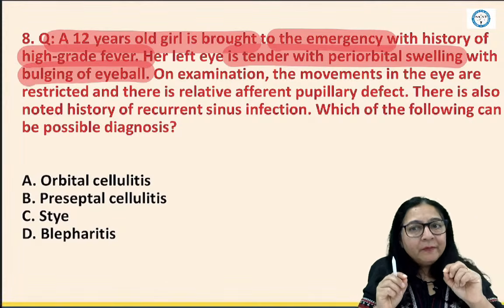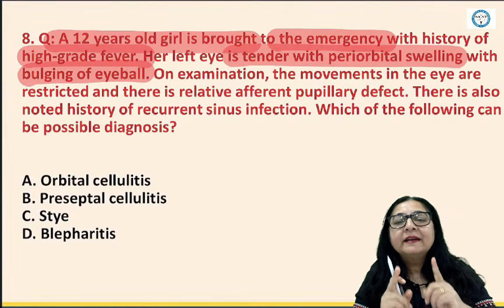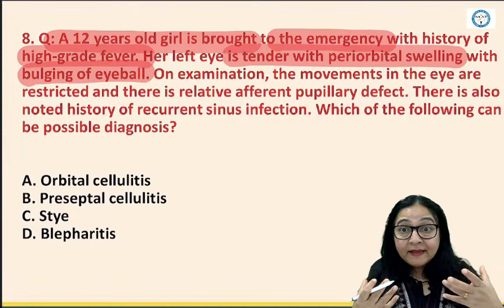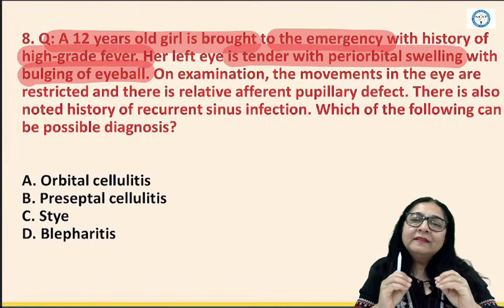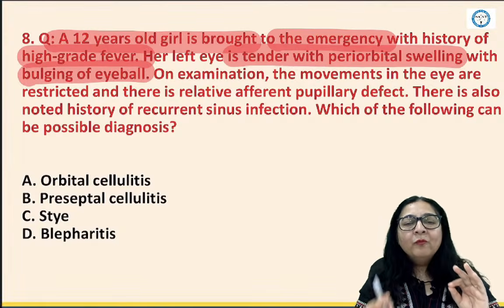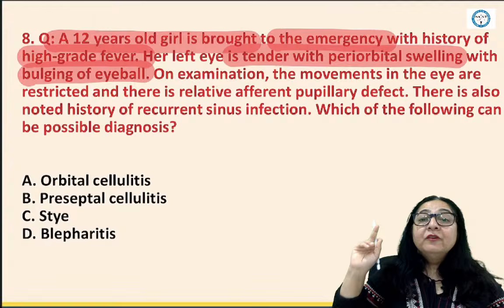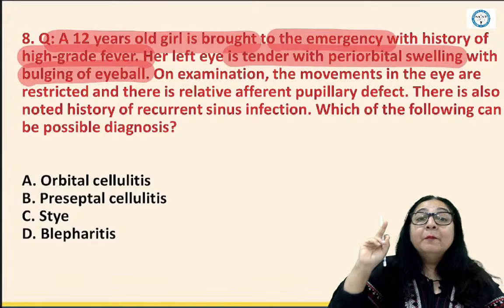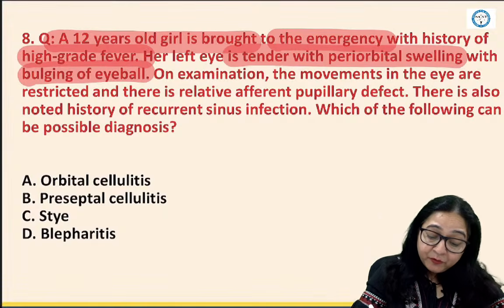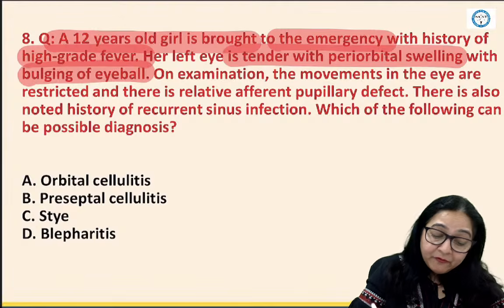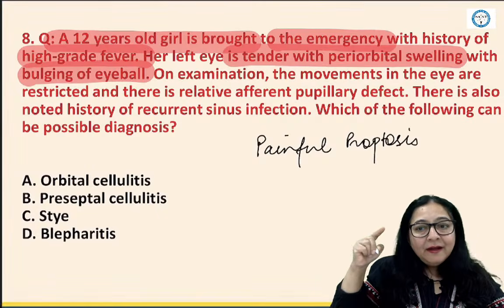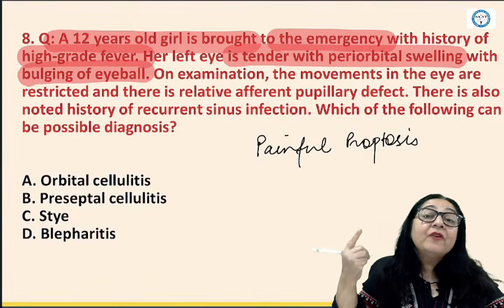So every word, beta, you have to read very carefully in the exam. In exam, we know everybody is overexcited, but read every word in the question statement very carefully. So eye is tender, so pain, periorbital swelling, bulging of the eyeball means proptosis. So there is painful proptosis. This is how you will, in your mind, align the things according to what you have read.